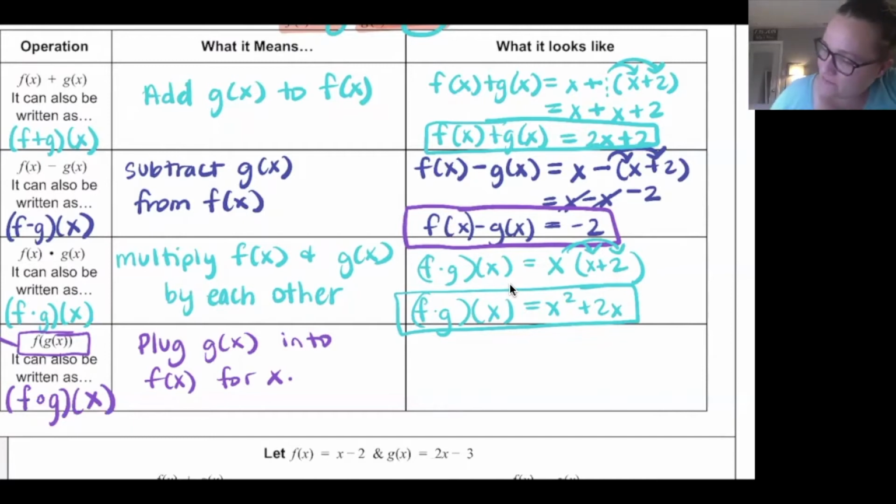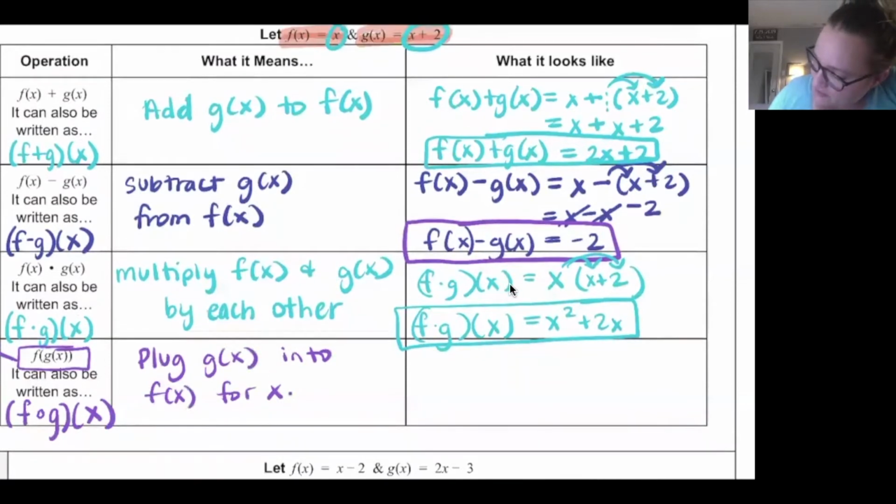So for our example, f of g of x, and make sure it's an open circle because a closed circle, remember, means multiplication. An open circle means we're plugging in a function. So f of g of x is equal to, so f of x is just x. What this means is we need to plug g of x into x. So I'm going to replace x with g of x.